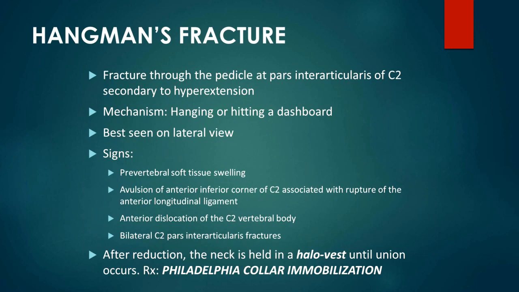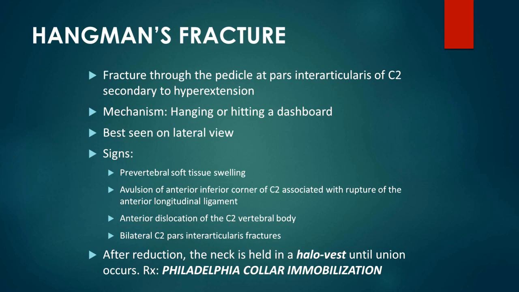Now we'll go on to a hangman's fracture. This is a fracture through the pedicle at the pars interarticularis of C2, and this is caused by hyperextension injuries. It's called a hangman's fracture because this is the fracture that was typically obtained by people who were hung. It can also be obtained by some type of hyperextension, like hitting a dashboard or an old person falling and hyperextending their neck as they hit their head on something as they fall. But it is an important one.